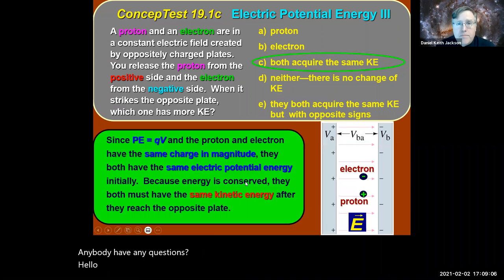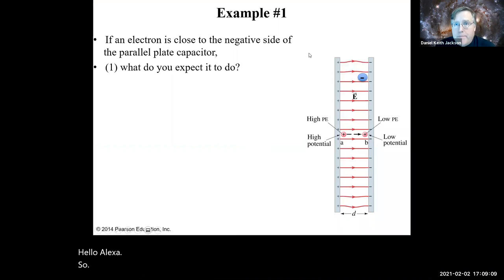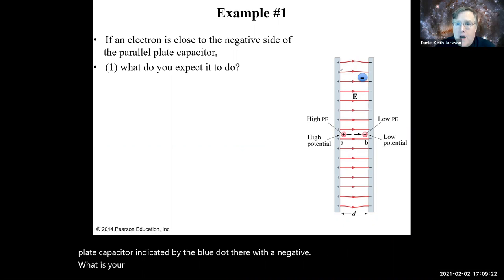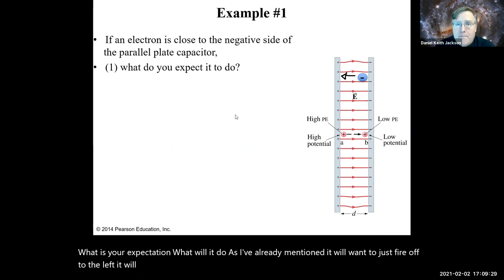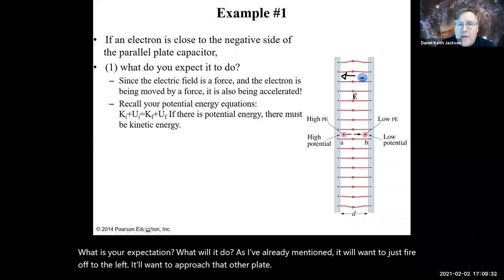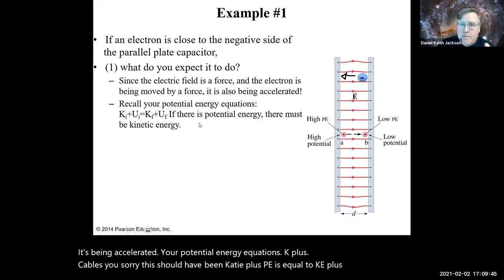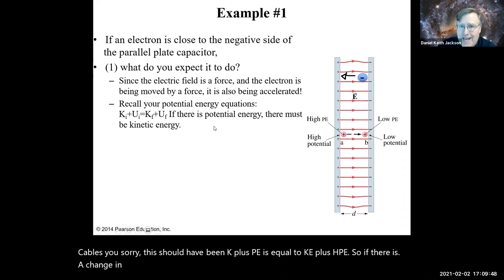All right. Now, just a quick reminder. If you've got an electron close to the negative side of a parallel plate capacitor, indicated by the blue dot there with a negative, what is your expectation? What will it do? As I've already mentioned, it'll want to just fire off to the left. It'll want to approach that other plate. It's being accelerated. Your potential energy equations, KE plus PE is equal to KE plus PE. So if there is a change in potential energy, there must be a change in kinetic energy.